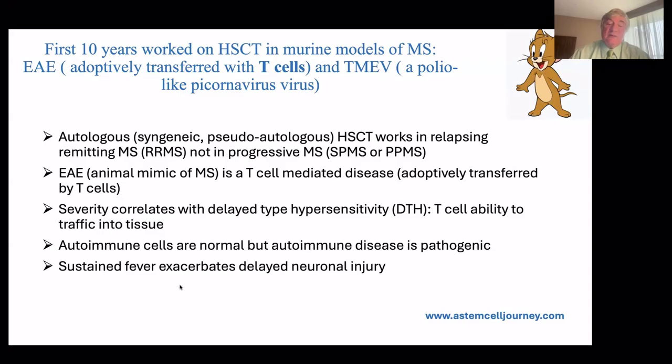We also learned that sustained fever exacerbates delayed neuronal injury. And that's important when it comes to clinically caring for patients when they go through transplant. So these animal models, that 10 years of experience, really laid a good foundation for the right group of people and some of the things you need to be aware of when you treat them. That is the right group of people with MS.